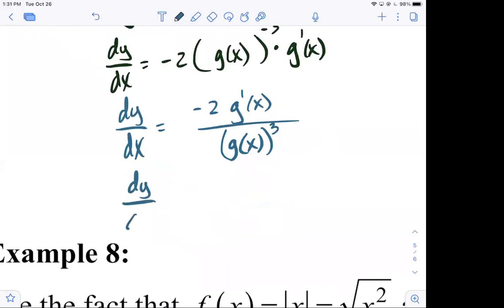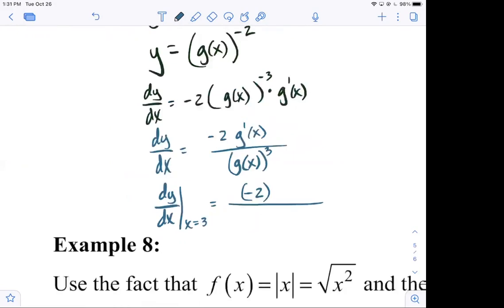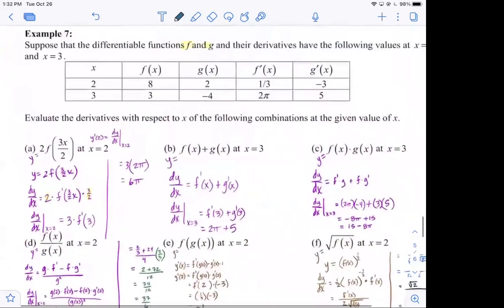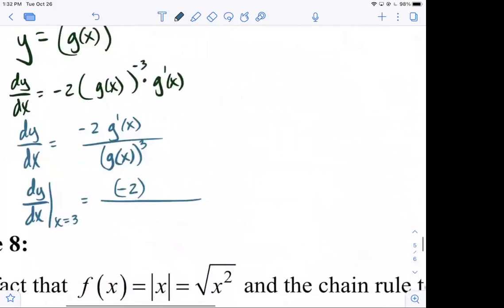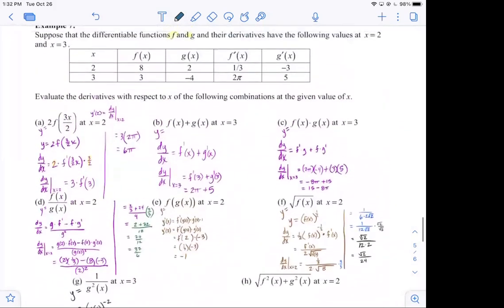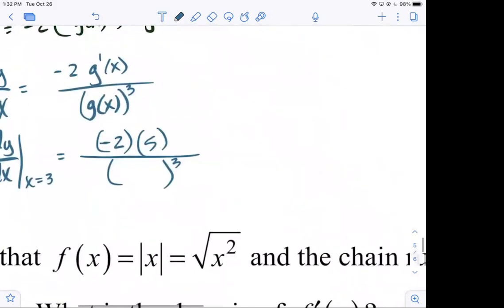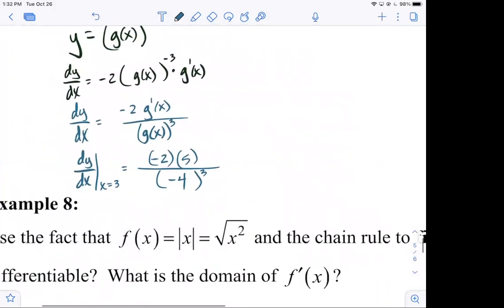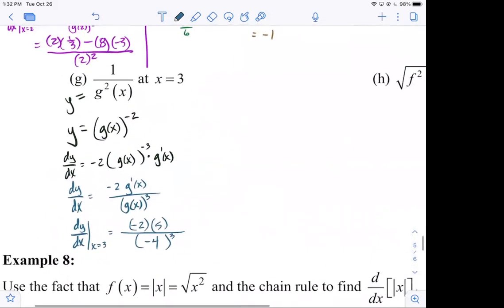The derivative of y with respect to x at x equals 3 is, and I'll see if I can go straight to plugging in from the table, g prime of 3 is 5, all over g of 3 cubed. g of 3 is -4. -4, parentheses cubed, right? Free response, that's it. We're done. Free response, we're done. Multiple choice, we'll keep on going.